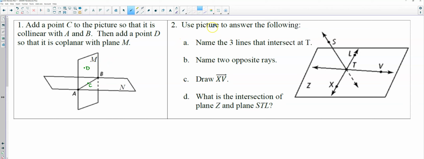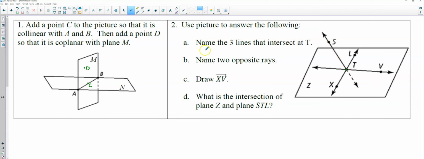Now let's look over here. Use the picture to answer the following. Name 3 lines that intersect at point T. So here is point T. Now which are the 3 lines? Well, we have this one, we have this one, and we have the one that is not on the plane, that comes from above the plane, intersects it at point T, and then goes under the plane, right?